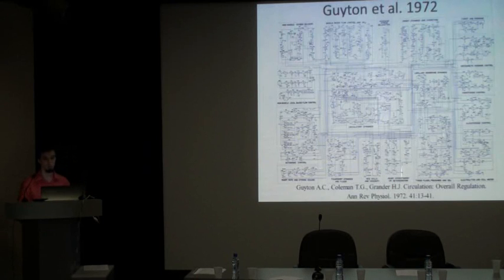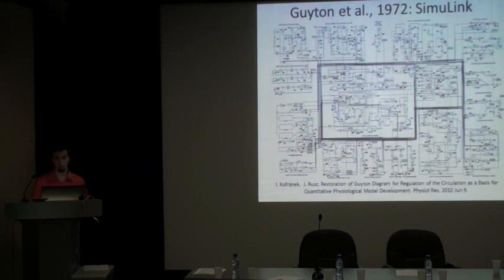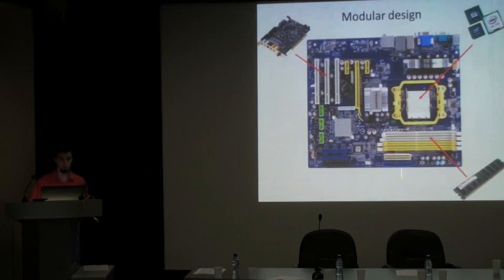Here is an example of an overall circulation model created by Professor Guyton in 1972. As you can see, it's quite complicated, and even if I zoom in, it's hard to improve or reuse, especially for biologists. It was recreated in MATLAB Simulink in 2010. However, we can see it is still complicated. The above leads us to the modern modular design approach, where modules are biological models appropriately combined into one model.